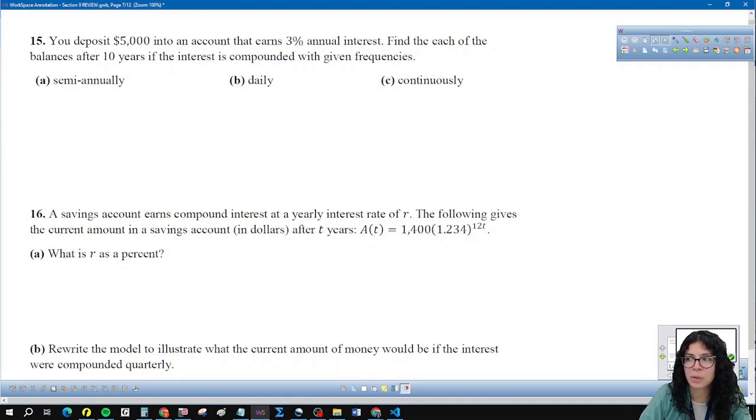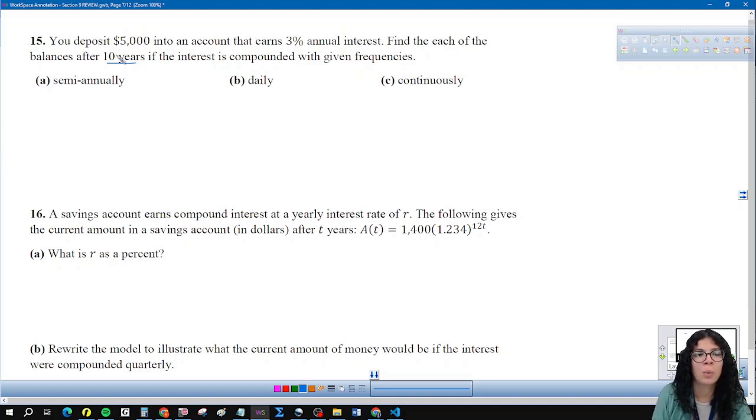Okay, number 15. So you deposit $5,000 into an account that earns 3% annual interest. Find each of the following balances after 10 years if the interest is compounded with the different frequencies.